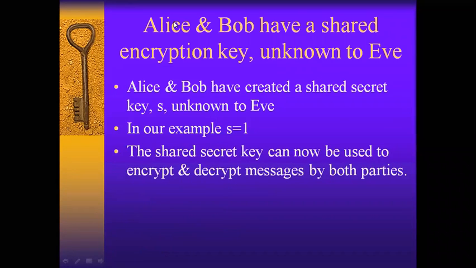So now the next step will be: what is the encryption key which is unknown to the third party? So how are we going to find it out? In our previous example, we got the encryption key as S equals 1, and this key has been shared among both the parties to encrypt and decrypt the message. So this is the way to find out the encryption and decryption of the message by both the parties.